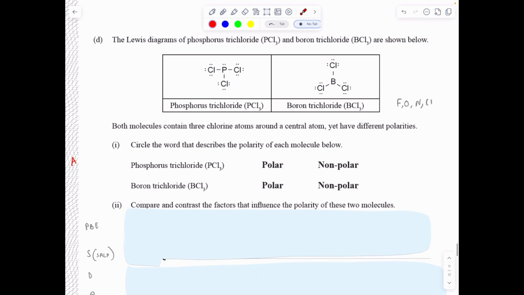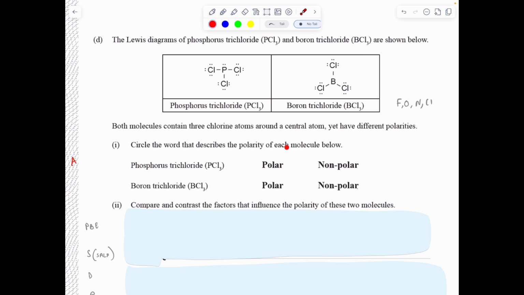Okie dokie. So the Lewis diagrams of phosphorus trichloride, I like to call it pickle 3, and boron trichloride are shown below. Both molecules contain 3 chlorine atoms around the central atom, but they have different polarities. Circle the word that best describes the polarity of each molecule.